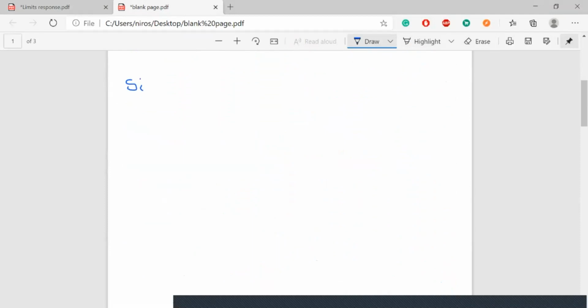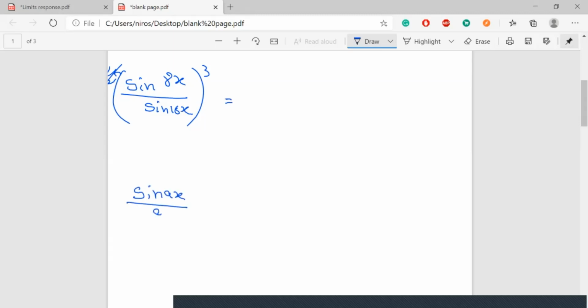Same thing, limit of sine 8x by sine 16x, whole cube. We know the formula: limit of sine ax by ax is equal to 1. Whatever the angle should be, the same angle should be over here.